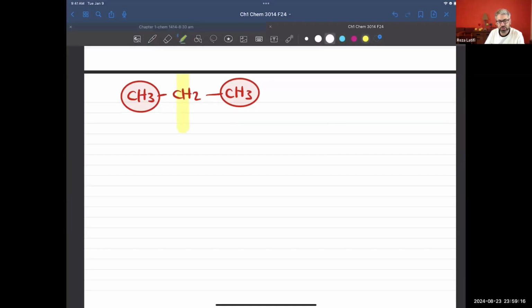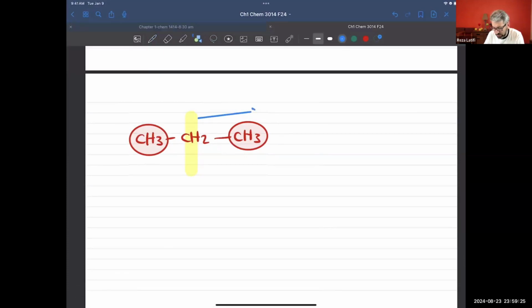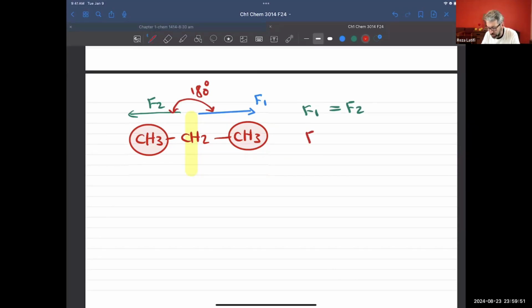Now you can say the one on the right will pull to each side. So let's say we have a force here going this direction, and we're going to call it F1. We have an equal force in the opposite direction, and we're going to call that one F2. F1 is equal to F2. Because they are 180 degrees from each other, they will cancel each other. So F1 plus F2 will be equal to 0. That means mu is going to be equal to 0.